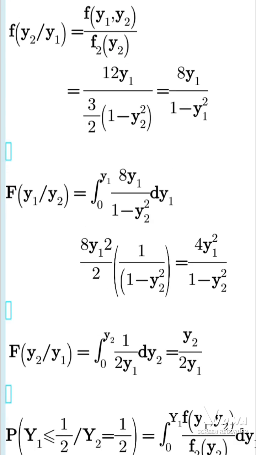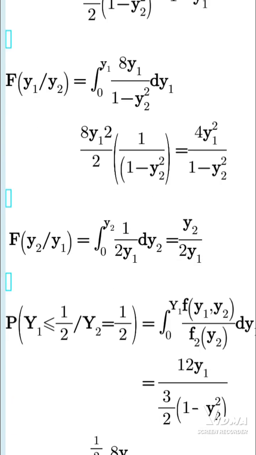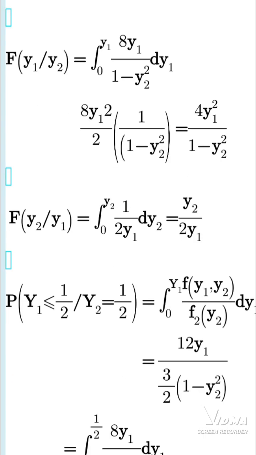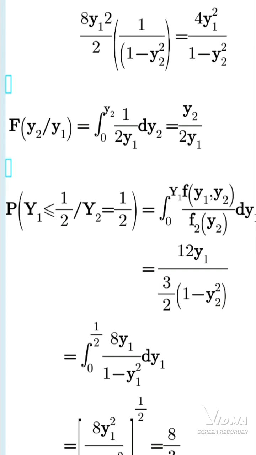So similarly for y2 y1, our boundary for this will move from 0 to y2. You can see the first one was 0 to y1, so we have y2 over 2 y1. So we have an example. They gave us y1 less than or equal to 1 over 2 and y2 to be equal to 1 over 2.